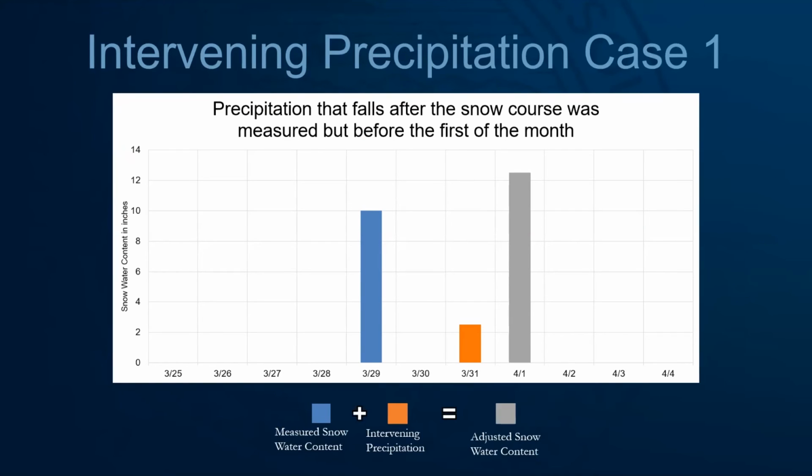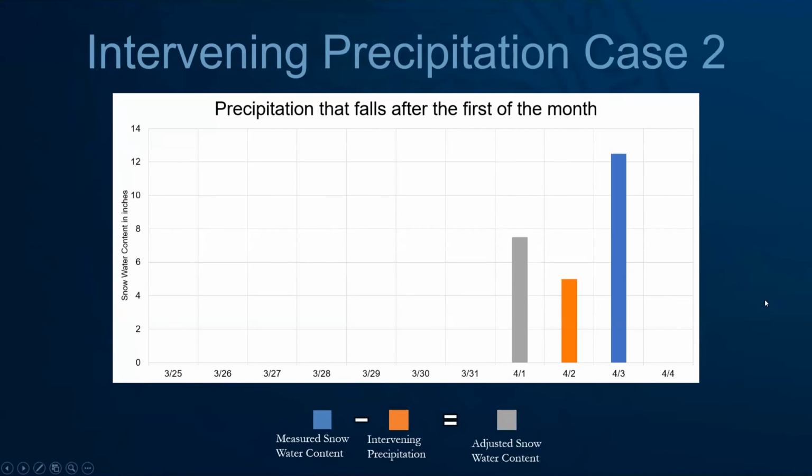So that's actually what we call our intervening precipitation. This is the example here where, for example, the snow course was measured on March 29th, and say the SWE was measured at 10 inches. But what we use for our forecast is an April 1 condition, not necessarily what happened on March 29th. So what we do is we add in, if there was any kind of storm events between that time, in this example, fell on March 31st, we'll actually just add these two together and have some type of adjustment to get to an April 1 condition.